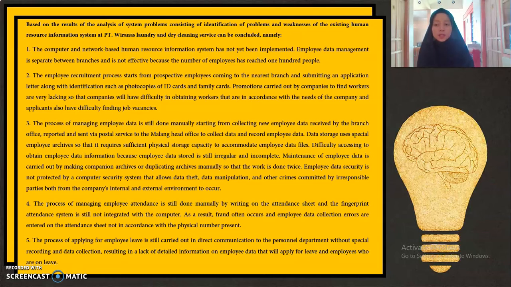And the last, the process of applying for employee leave is still carried out by direct communication to the personnel department without systematic recording and data collection, resulting in a lack of detailed information on employees who will apply for leave and employees who are on leave.